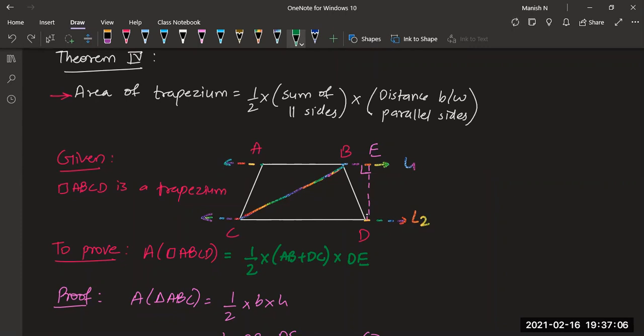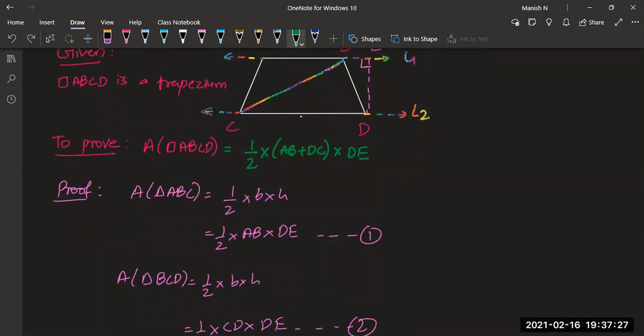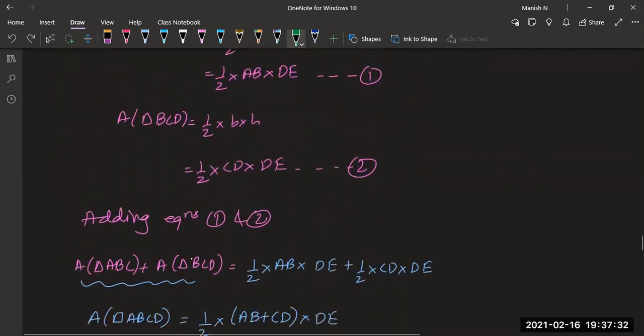Now consider area of triangle ABC. So we are finding area of triangle ABC, which is half into base into height. So base here would be AB and height would be DE, right? Because we have constructed that. Similarly, area of BCD would be half into CD into DE, right? Now just add both these equations. So we would get half AB into DE plus half CD into DE.